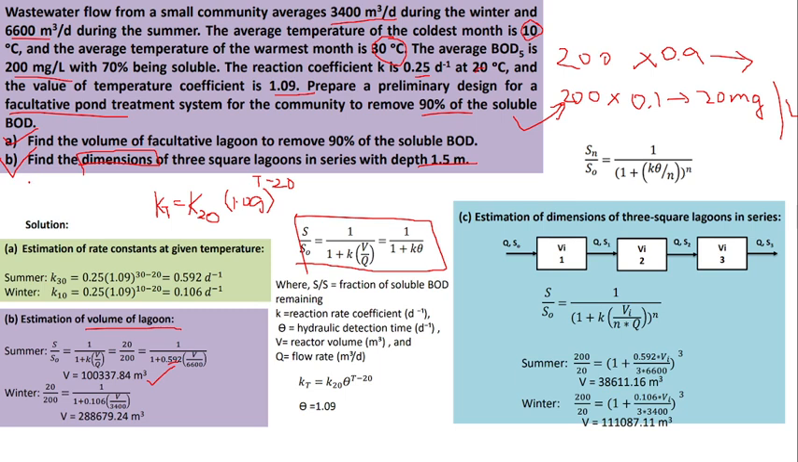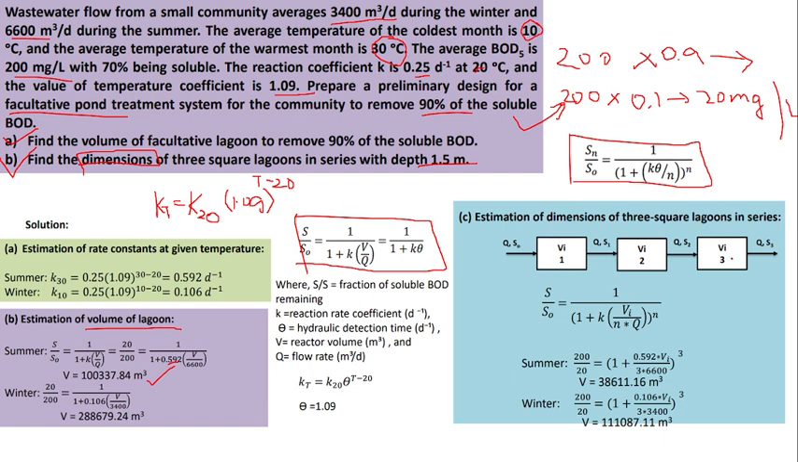And the second part is to find the dimension for the three square lagoons in series. The depth is given as 1.5 meter. The same formula but in a different way, because it is a series of three square lagoons. So the formula is Sn divided by S naught is equal to 1 divided by 1 plus k theta by n, whole power n. Okay, this is the formula we are going to use.